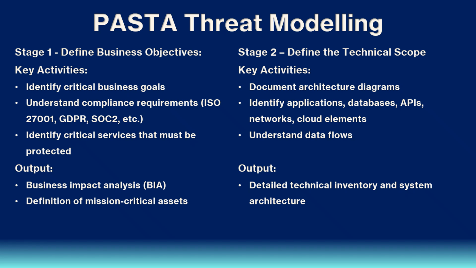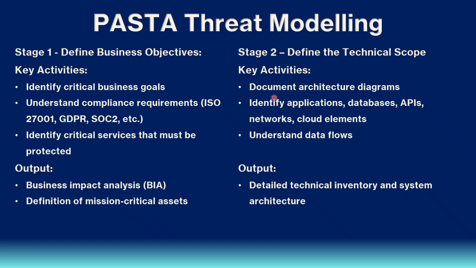Now, stage one is define business objective. So, what are the key activities and output of the business objectives? So, we need to find the business goal. And then we also need to understand what is the compliance framework it has to adhere to. And we have to find the critical services that must be protected. And what will be the output of this business objective? We will be having BIA and we will be having the definition of mission critical assets.